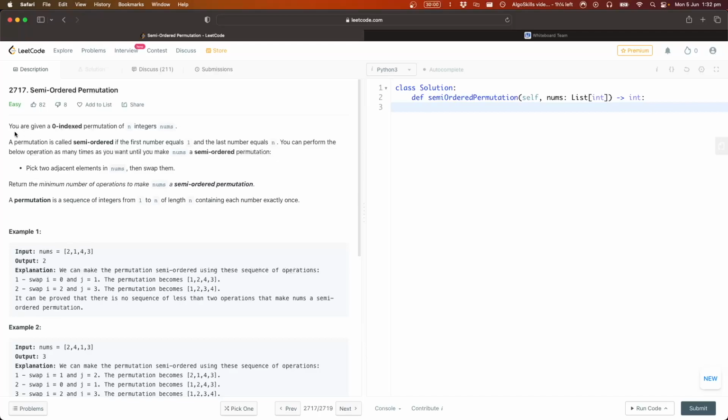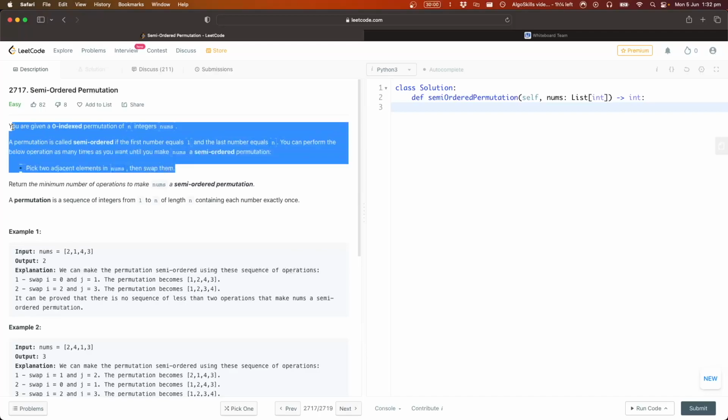So we'll give it a read first. You are given a zero-indexed permutation of n integers, nums. A permutation is called semi-ordered if the first number equals 1 and the last number equals n. You can perform the below operation as many times as you want until you make nums a semi-ordered permutation. The operation that we can perform is to pick two adjacent elements in nums and then swap them.